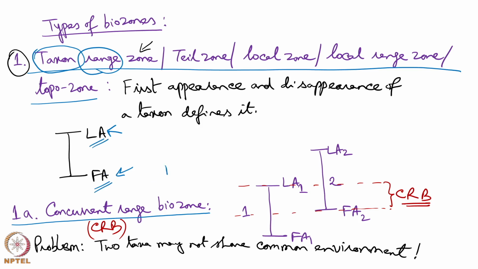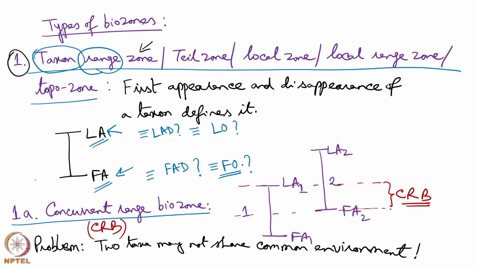You can put a question whether FA is equivalent to first appearance datum, whether LA is equivalent to last appearance datum, whether first appearance is equivalent to first occurrence. This is another term used in biostratigraphy, or if LA is equivalent to LO.